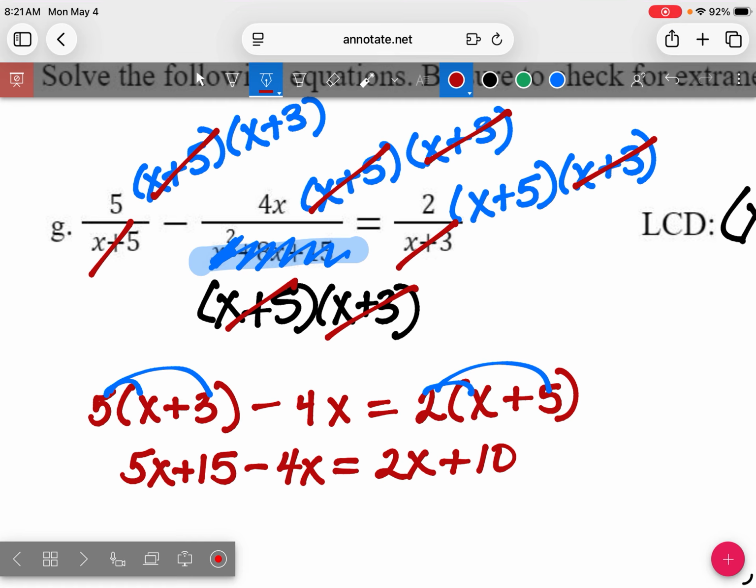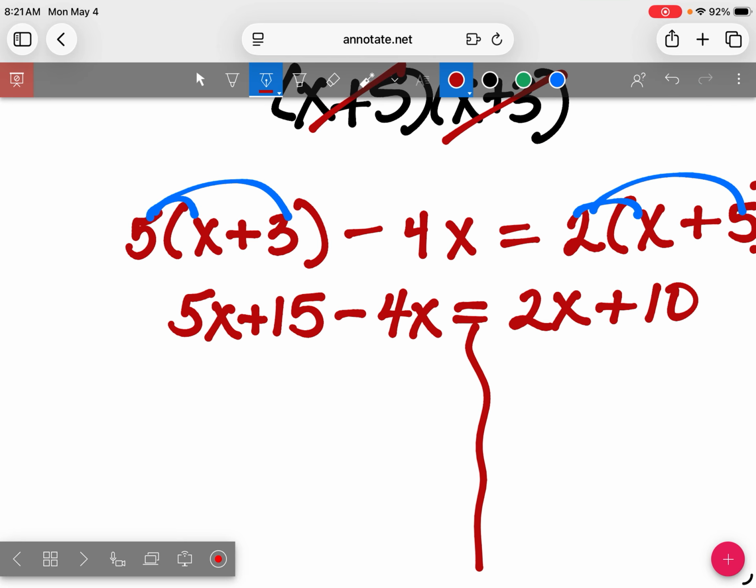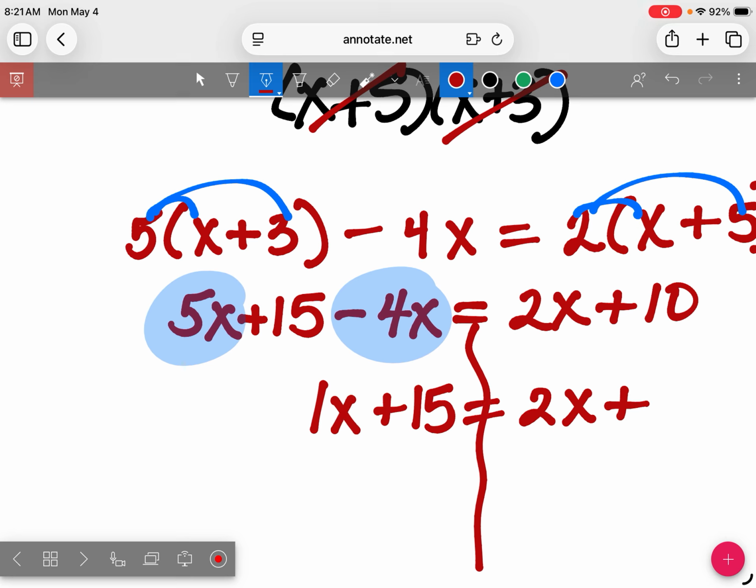Okay, so who got that after they distributed? Good. All right, again, we don't do the opposite. So we're not going to do that. That is wrong. You see how I flipped the sign? I'm doing the opposite. We don't do that if they're together. If they're on the same side of the river, we don't do the opposite operation. We just combine them, which is addition. 5x's take away 4x's is 1x plus 15 equals 2x plus 10.